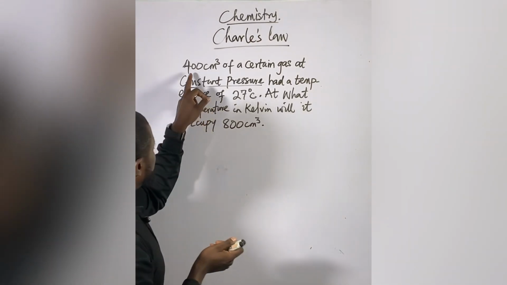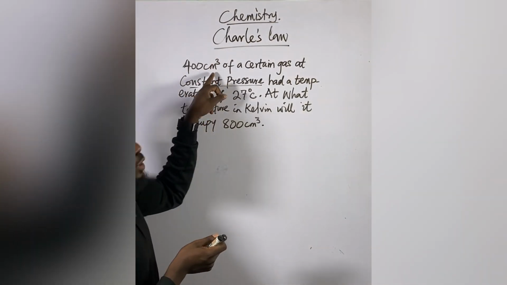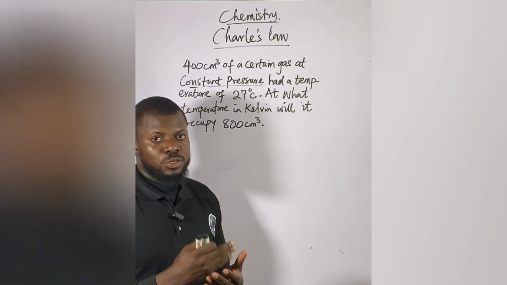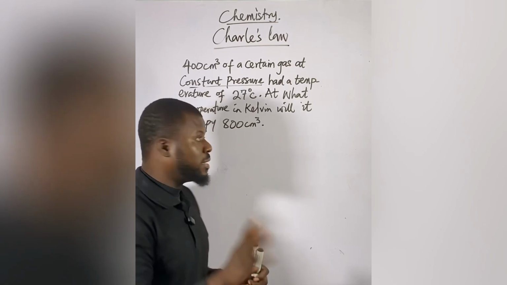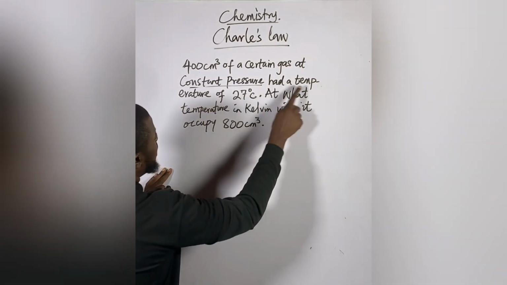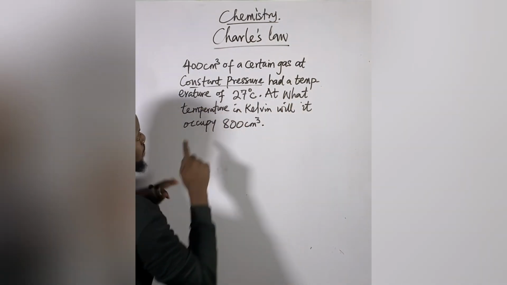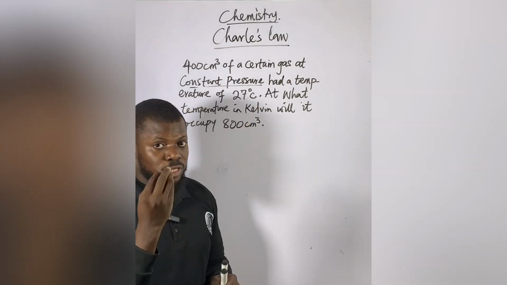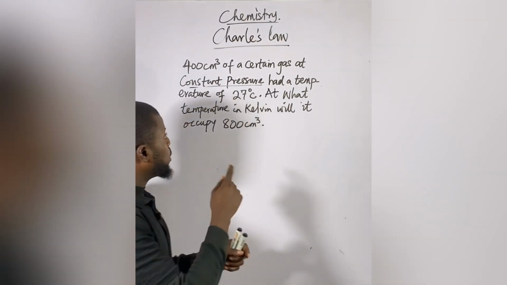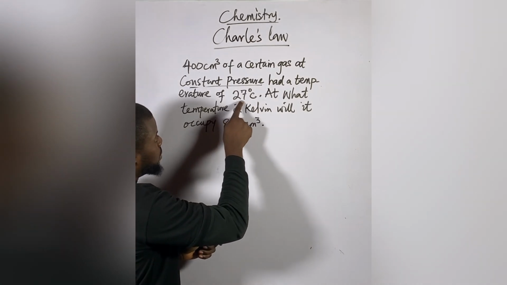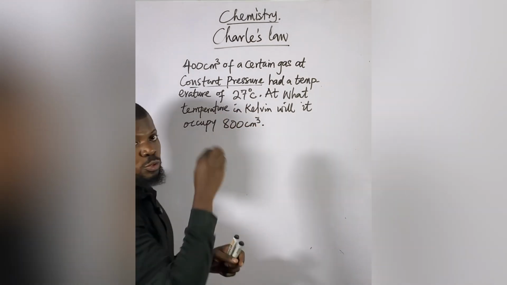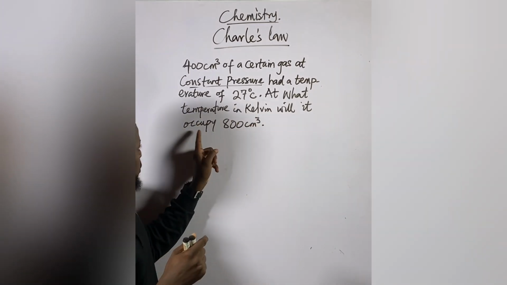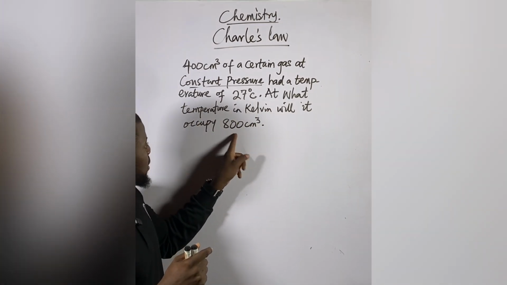Now make you see the question say 400 cm cube. Nobody go tell you say this one na volume, because volume get different units. I don't want to spend time, so make I dey go straight. It had a temperature of 27 degrees. At what temperature in Kelvin? Make sure say your temperature there is in Kelvin. I will teach you how to convert this 27 degrees Celsius to Kelvin scale. Will it occupy 800? They don't give us another volume.